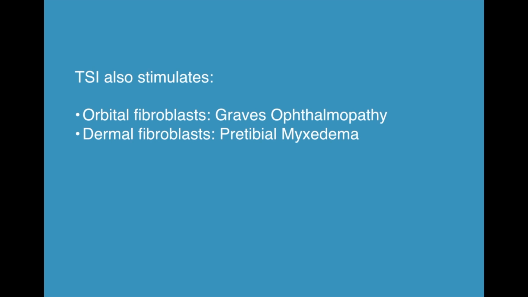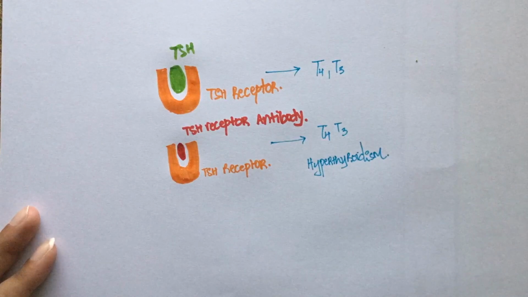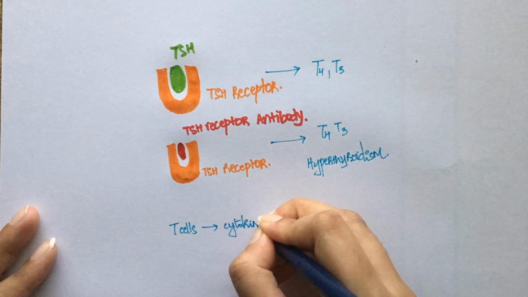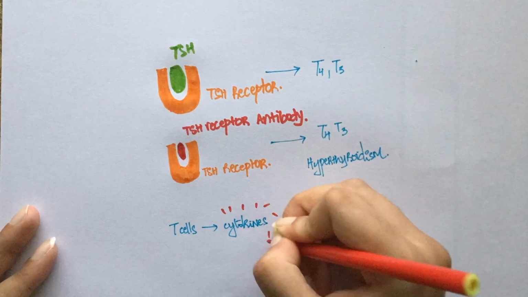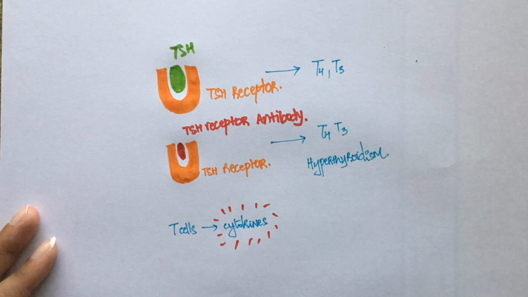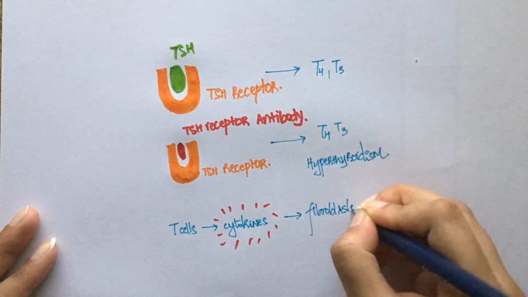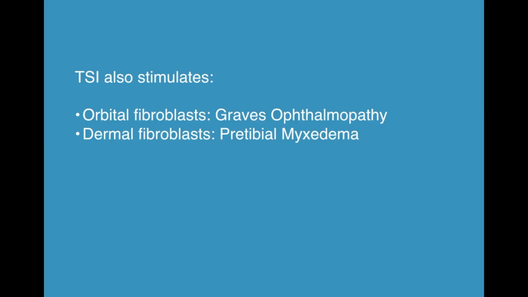Let me tell you the mechanism. In Graves' disease, there is increase in T cells. These T cells stimulate cytokines. The stimulation of cytokines triggers the fibroblasts to secrete glycosaminoglycans. Glycosaminoglycans cause tissue expansion as well as attract fluids, manifesting itself as protruding eyes.